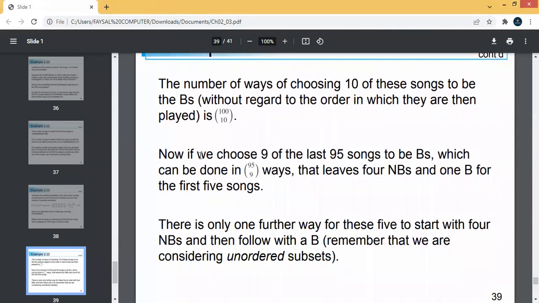Now, if we choose 9 of the last 95, it will be written as: the total is 95, so it will be 95 choose 9, so 95 upon 9. So there is only one further way for these five to start with 4 and then follow with a B. Remember that we are considering unordered subsets. This is all for unordered subsets, not for ordered subsets.